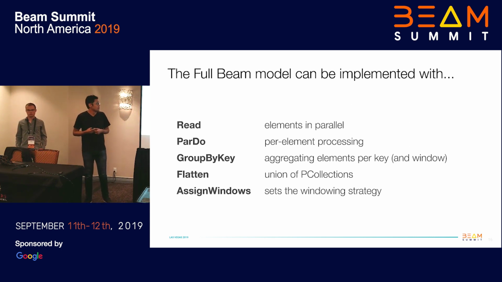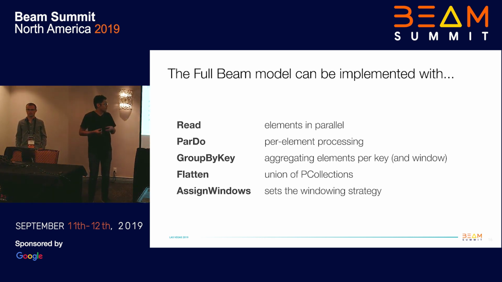Beam model. So we have the Read transform that allows us to read collections in parallel from different partitions, for example, of a database. We have the ParDo transform that is our map transform. We have GroupByKey that we already mentioned. We have Flatten that allows us to do a union of PCollections, and we have a transform to assign windows. I'm going to explain all of them in the Spark context right now.